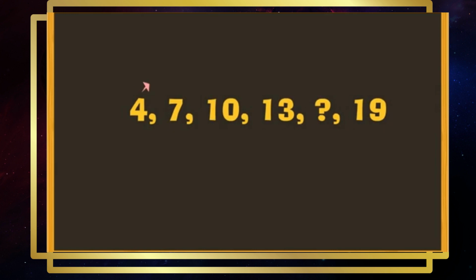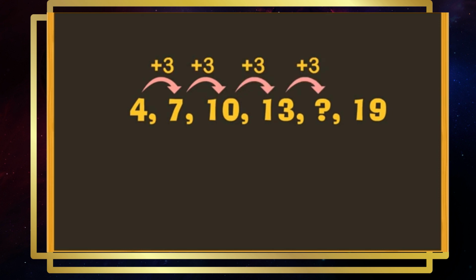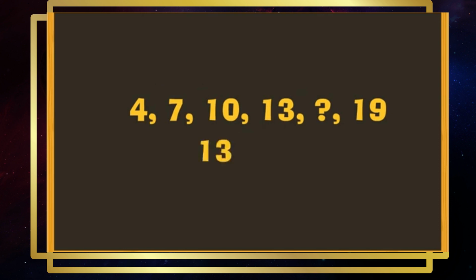What do you do to 4 to get to 7? We will add 3 to 4 to get to 7. Now, what do you do to 7 to get to 10? We will add 3 to 7 to get to 10. So, the rule is to add 3. Keep adding 3 to the numbers to find the missing number. So, the missing number will be 13 plus 3 equal to 16.